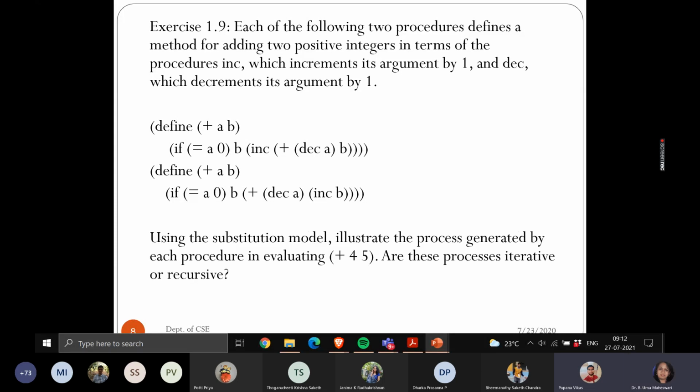And finally, since A is equal to 0, it will return B, which is 9. That's it. Okay. So what is the shape of the process? Did you find? It's not expansion contraction, but.